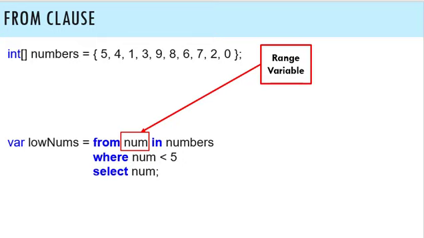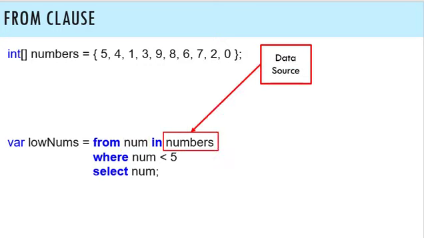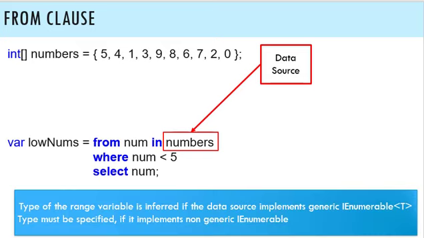After the from keyword, name of the local range variable is written. That represents each element in the source sequence or collection. In this case, it is num. And then, after the in keyword, name of data source is written. The type of the range variable is inferred if the data source implements generic IEnumerable of T. Otherwise, the type must be specified if it implements non-generic IEnumerable. Here in this case, type needs not to be specified.